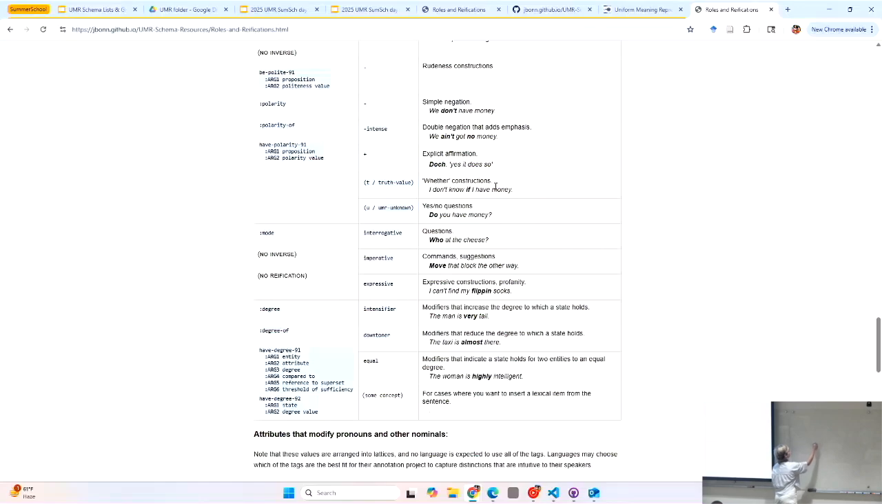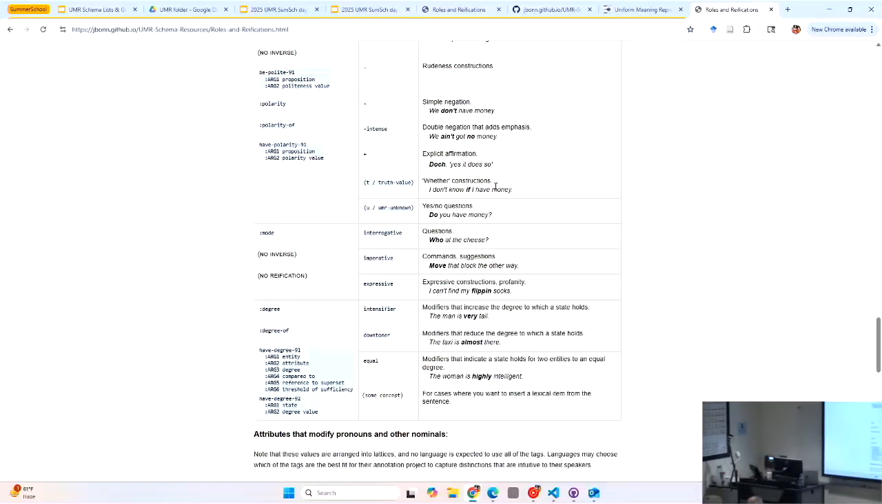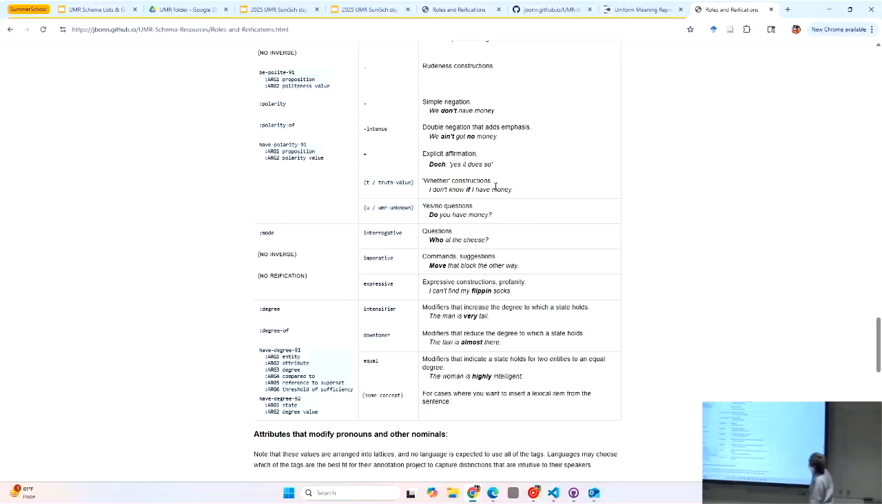So it's basically just like this. Here's your event, and then polarity would be truth value. The head node is going to be truth value, and then it would be polarity of the second event. I don't know what the sentence is... I don't know if I have any money. That's what it looks like.